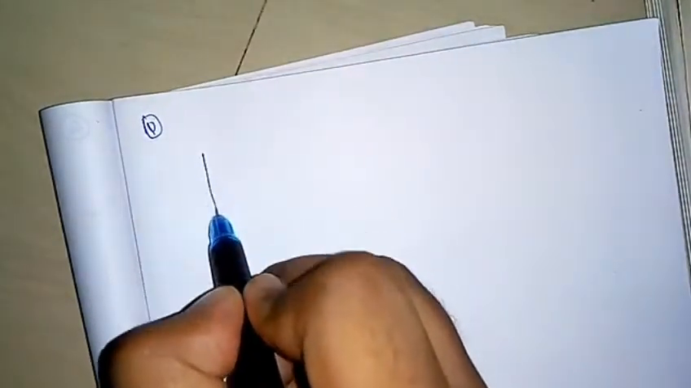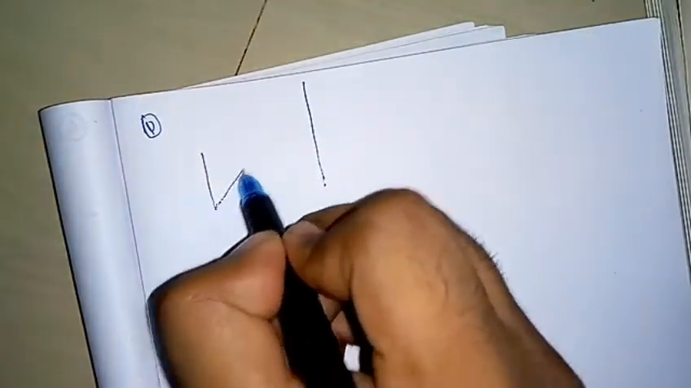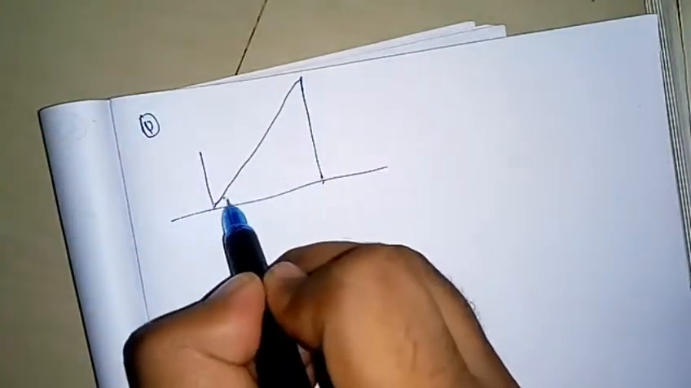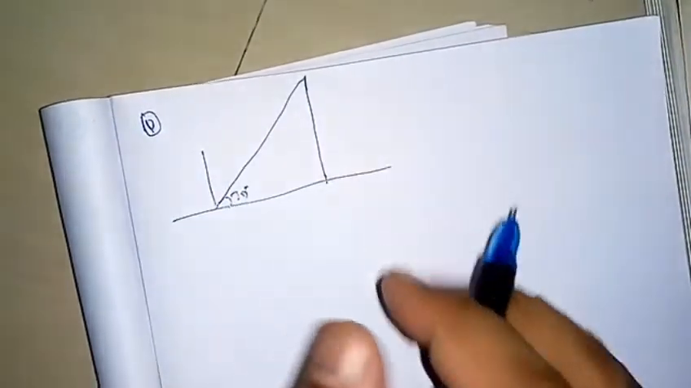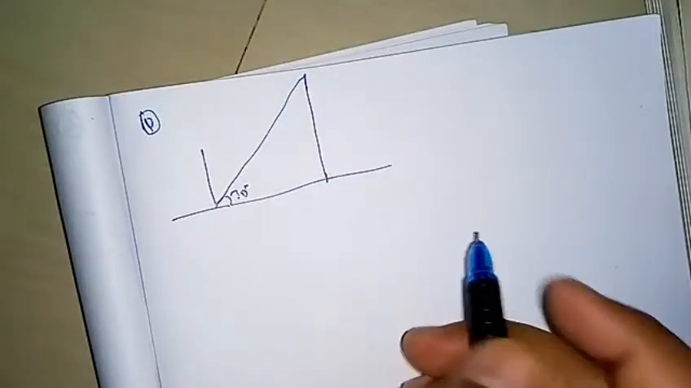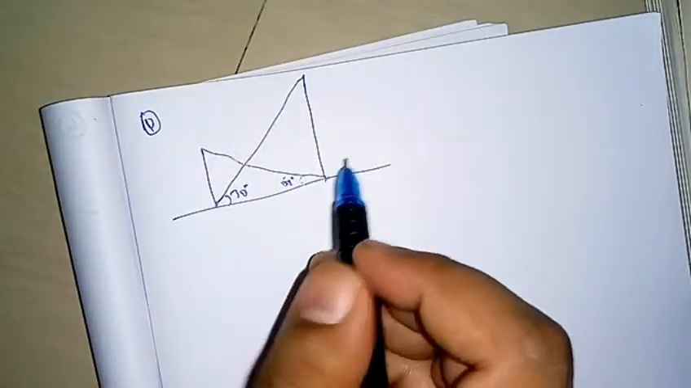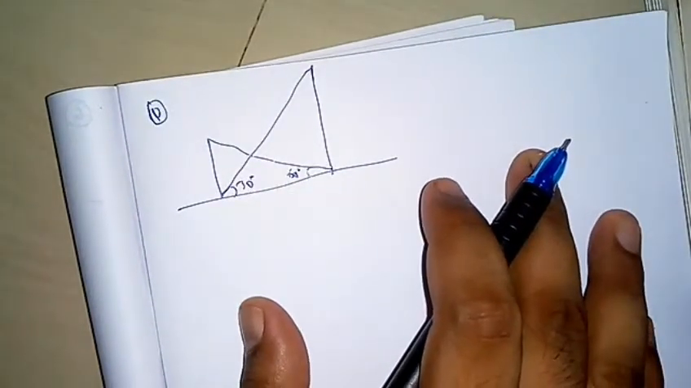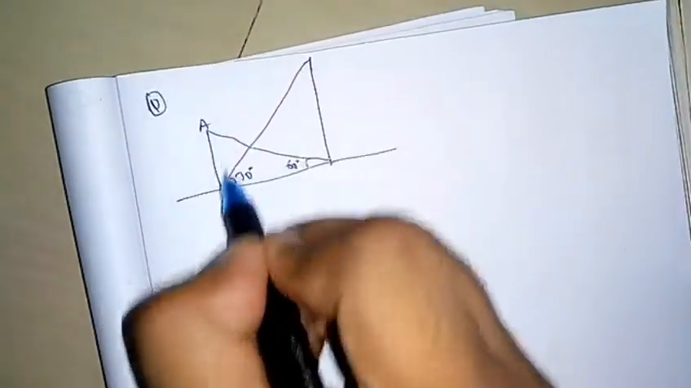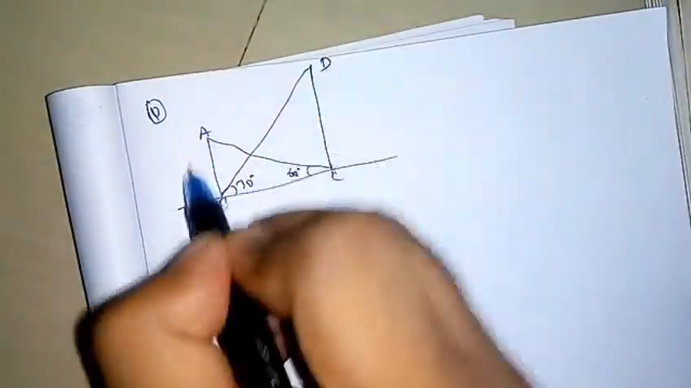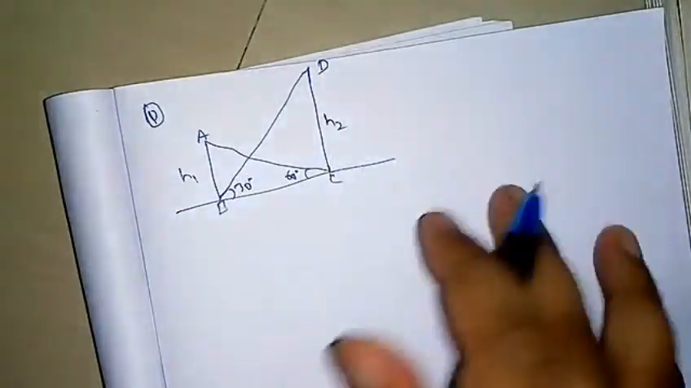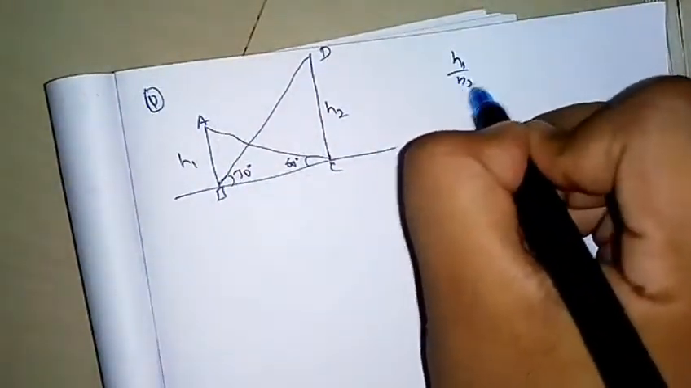10th question. The angle of elevation of the top of a tower from the foot of a building is 30 degrees, and the angle of elevation of the top of the building from the foot of the tower is 60 degrees. Let this be the building, let this be the tower. What is the ratio of the heights of the tower and the building? Let this be A, B, C, D. Let this be H1, let this be H2. We have to find H1 by H2 is equal to question mark.